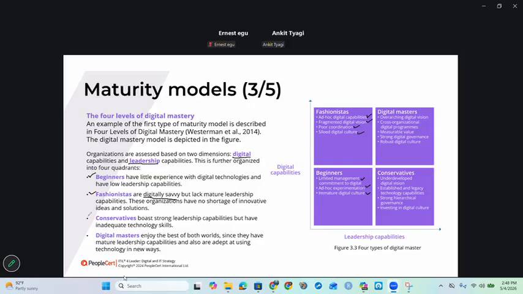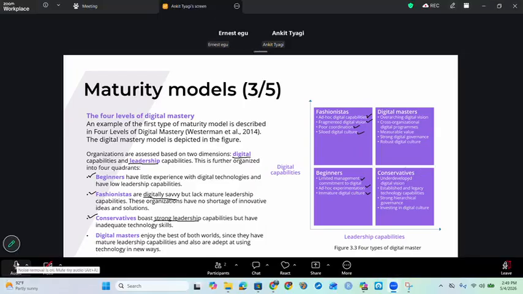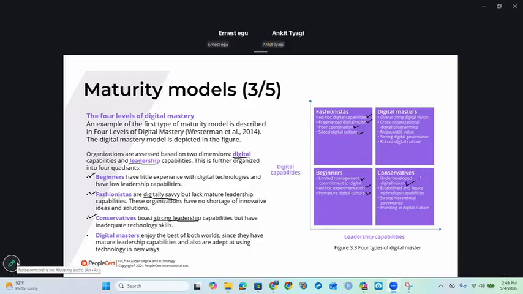Then there are conservatives. Conservatives are the ones which boast strong leadership capabilities, but have inadequate technology skills. Again, what kind of characteristics do we see? Underdeveloped digital vision, established and legacy technology capabilities, strong hierarchical governance, and they've started to invest in the digital culture.